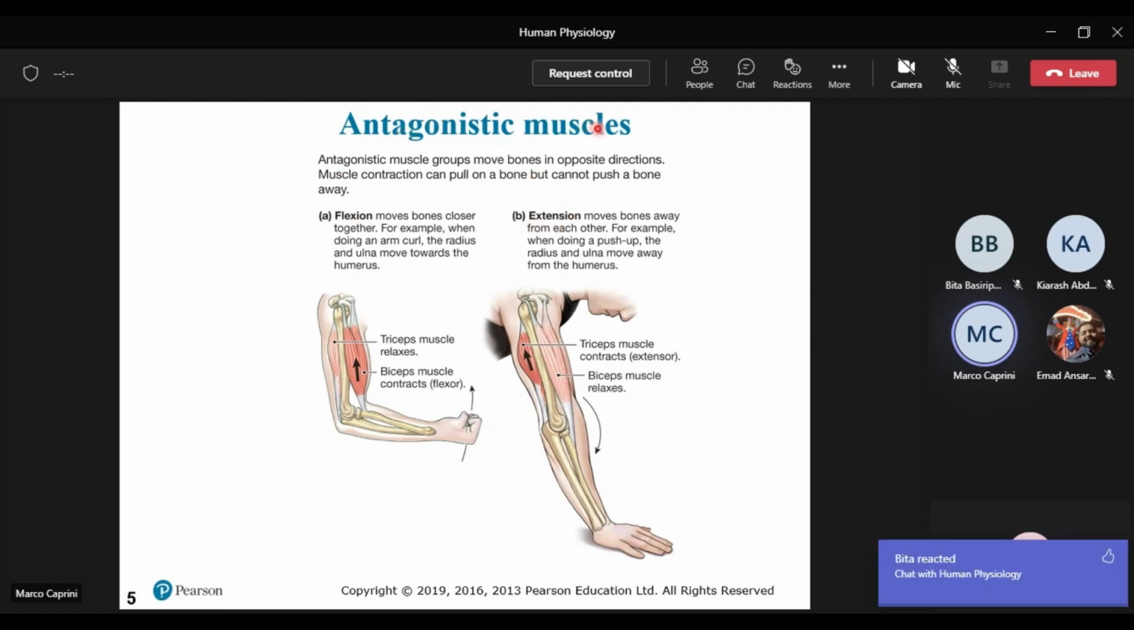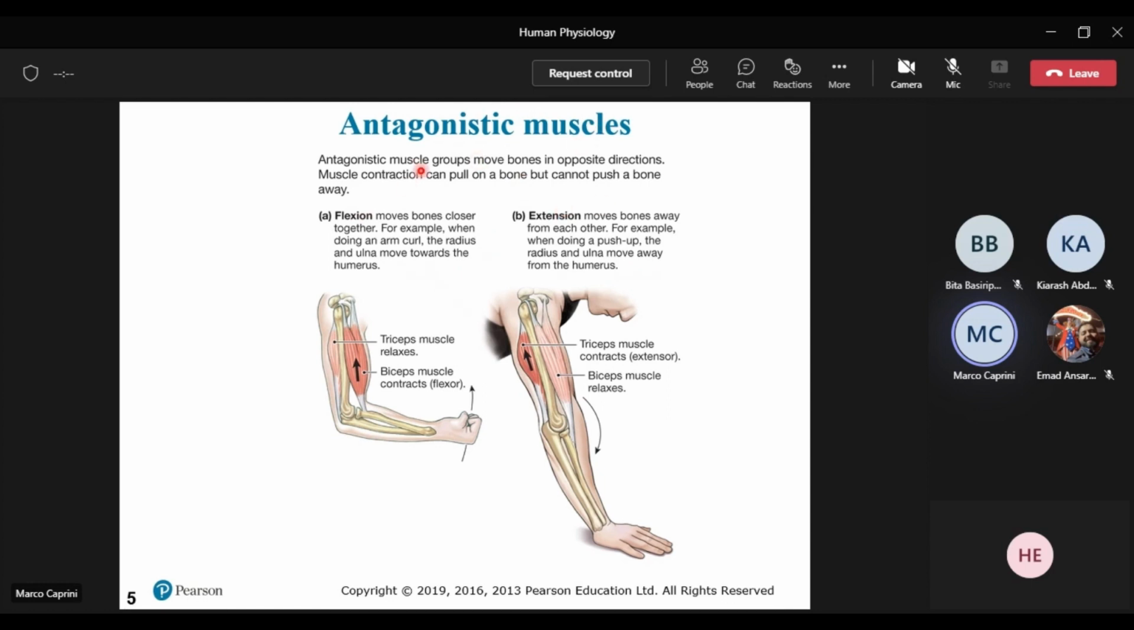What have you seen up to now in physiology that is antagonistic? When one is working, the other is not. For example, insulin and glucagon. When insulin is working, the glucagon is not. So it's an antagonistic control.